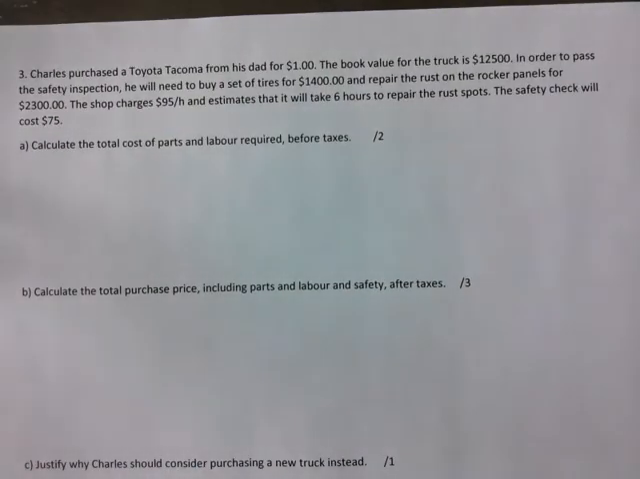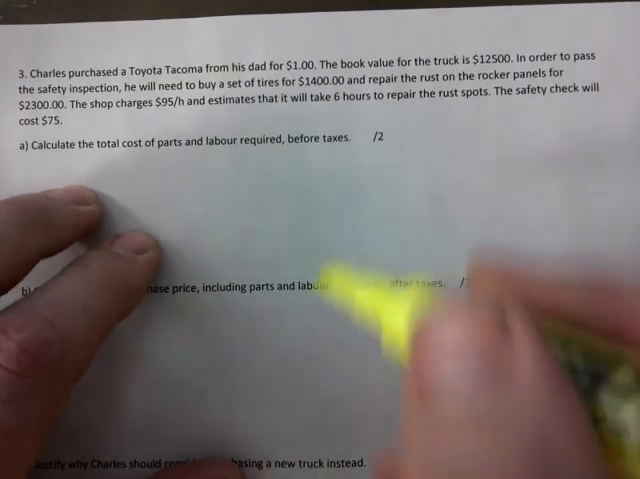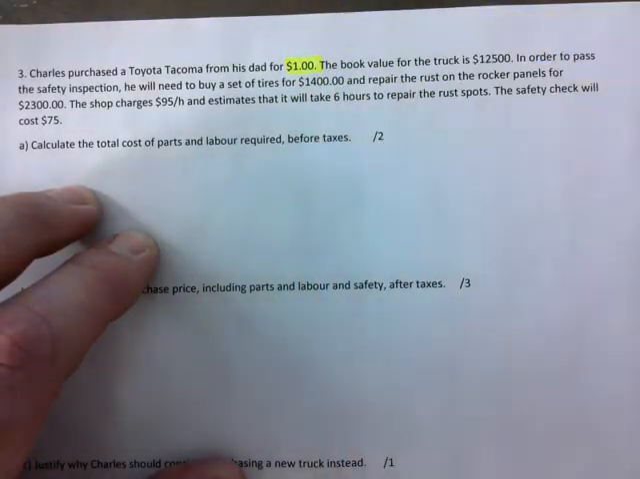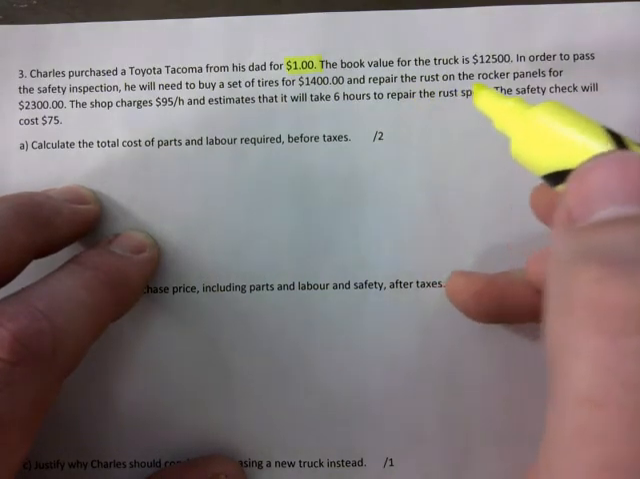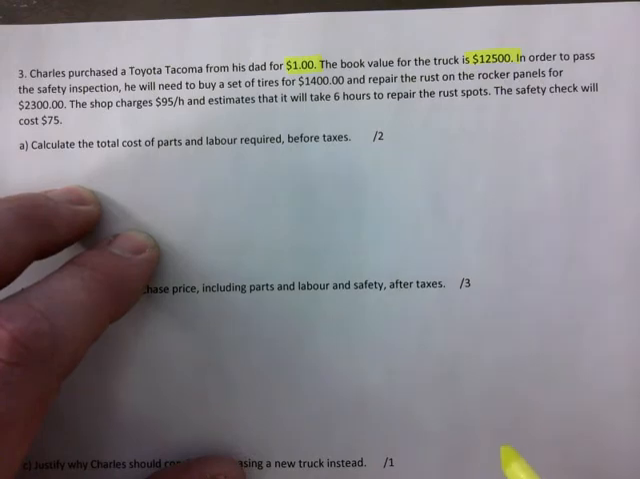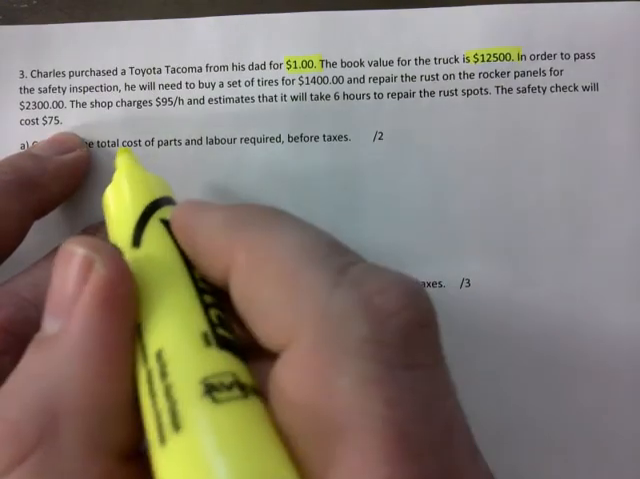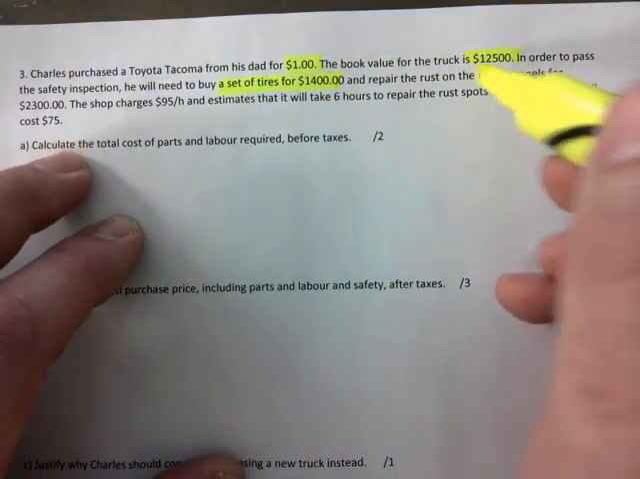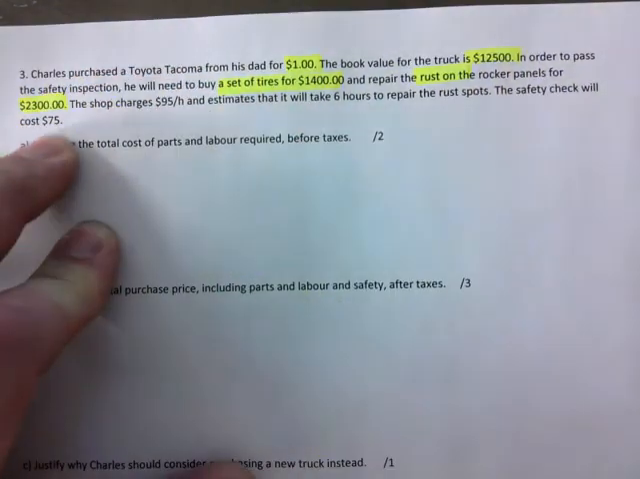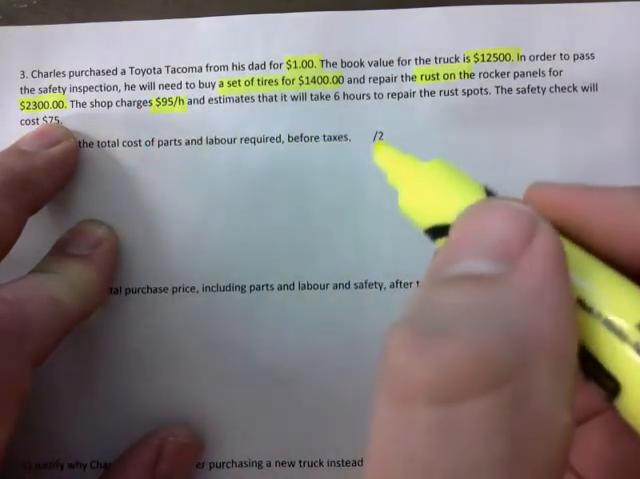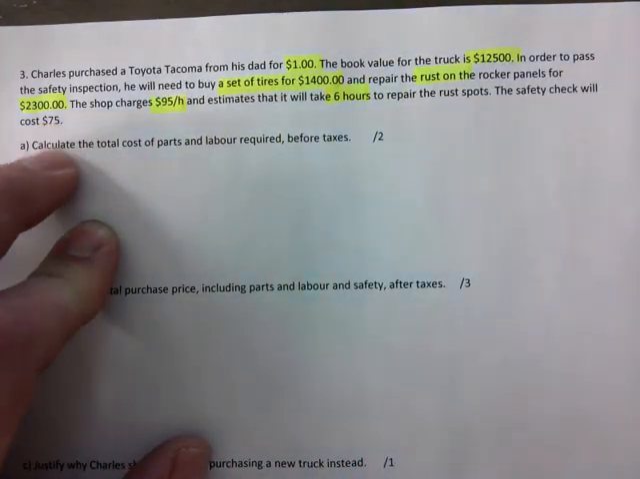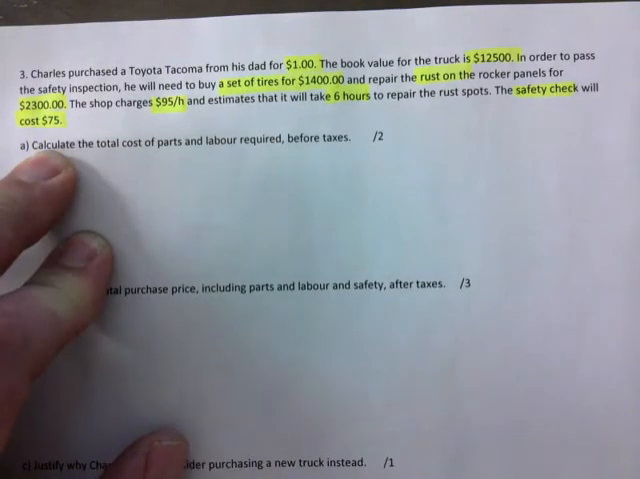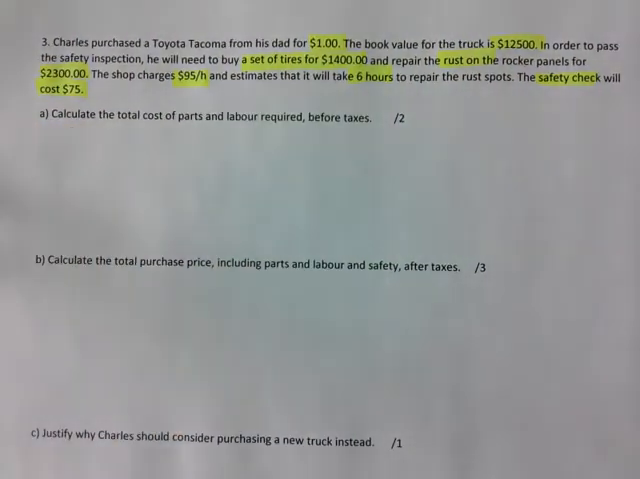Anyways, Charles purchased a Toyota Tacoma from his dad. That should tell you it's a private sale, for $1. The book value of the truck is $12,500. In order to pass safety, there's a set of tires needed. There's rust that needs to be repaired for $2,300. The shop charges $95 for a 6-hour repair. And the safety check itself will cost $75. So lots of information, but let's see what they're asking us for.